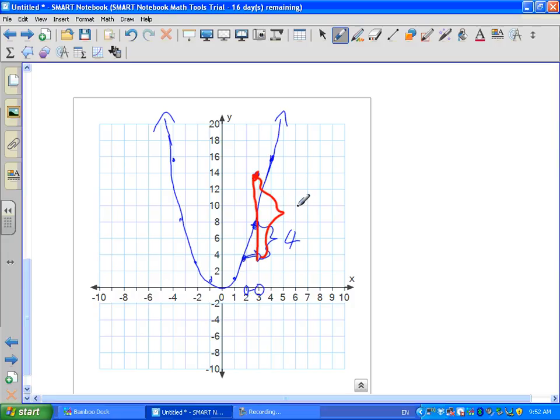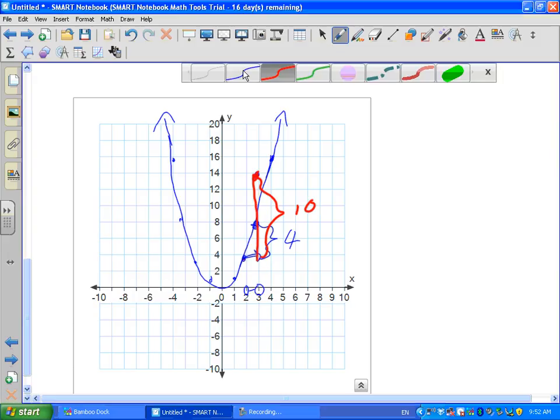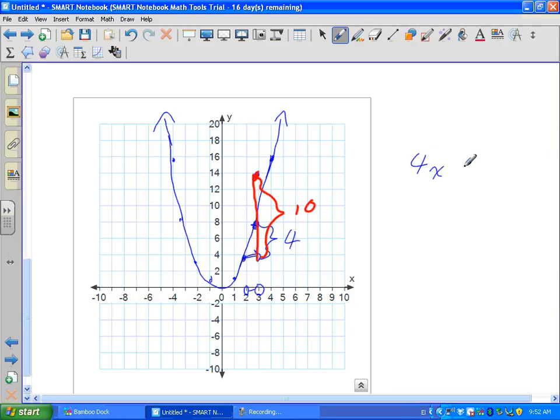So what that means is we have to figure out what the difference is from going from 4 to 10. What do I have to multiply 4 by? It's a movement of 4 to a movement of 10. So essentially, it's 4x is equal to 10. I figure out what x is. When I divide both sides by 4, it turns out x is 2.5.